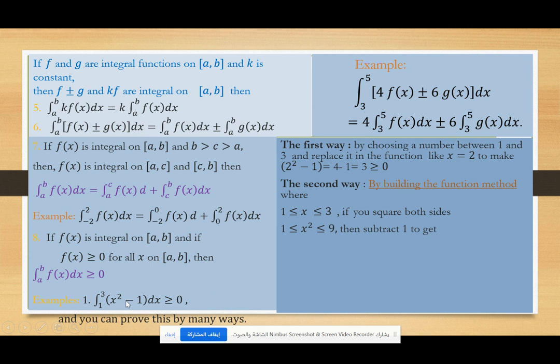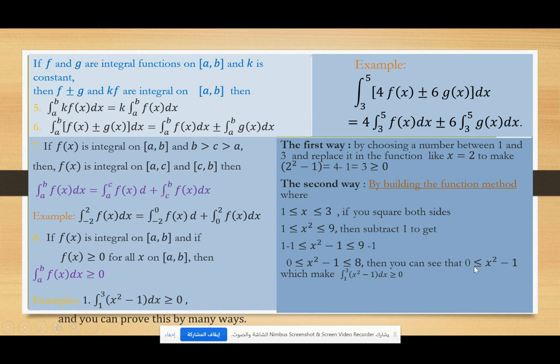Then you will subtract 1 from each side. And subtracting or adding does not change the symbol of this inequality. Watch it. You can get 1 minus 1 smaller than or equal to x squared minus 1 smaller than or equal to 9 minus 1. You will get finally 0 smaller than or equal to x squared minus 1 smaller than or equal to 8.